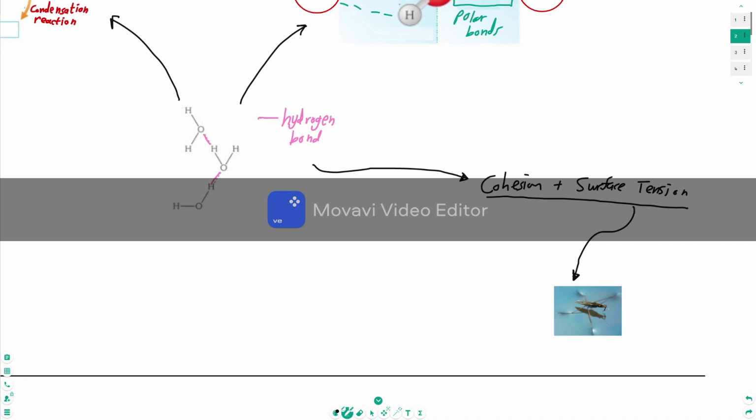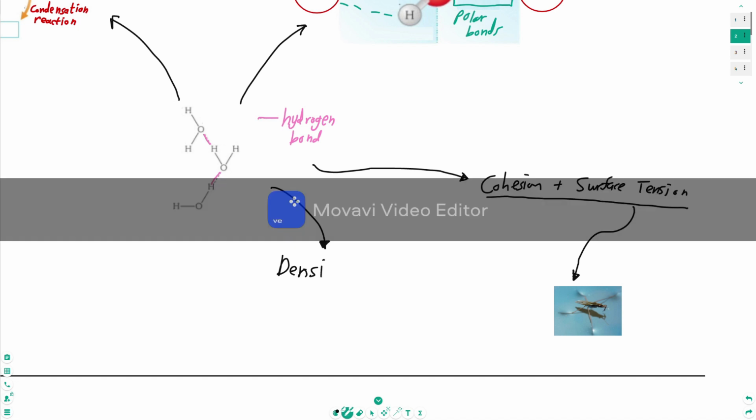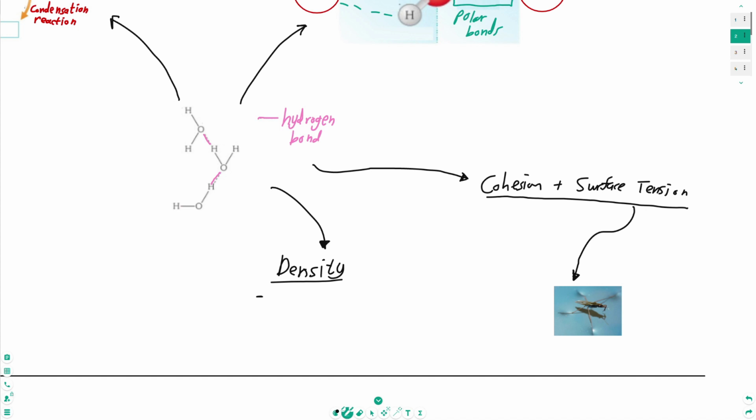So that's another property. Another property is the density. Of course, density. You may have already experienced this. Ice is less dense. Ice floats on water. You may have experienced this before. So, the density provides an ideal habitat for specifically aquatic organisms.